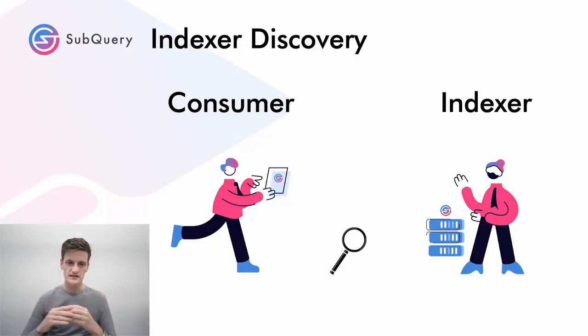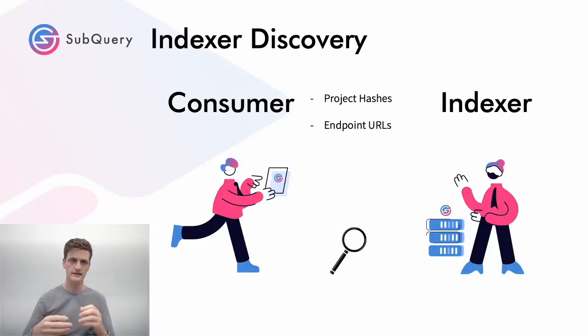For consumers to discover and select indexers in the SubQuery network, we plan to implement a discovery process, and that will be based on something similar to a Kademlia DHT. We're still working on this. But essentially what this DHT network will provide is information about the SubQuery projects. So hashes for each project, project hashes for each indexer, so what projects that indexer provides data for.